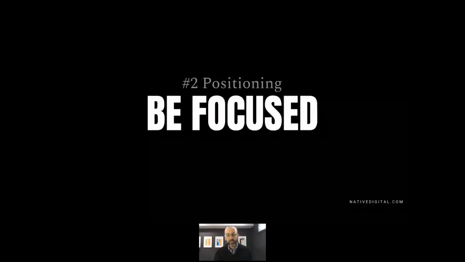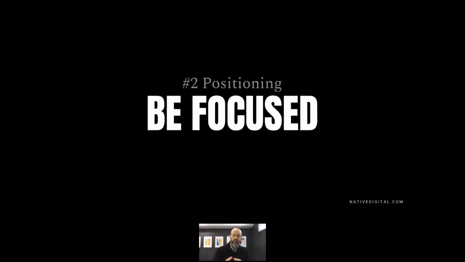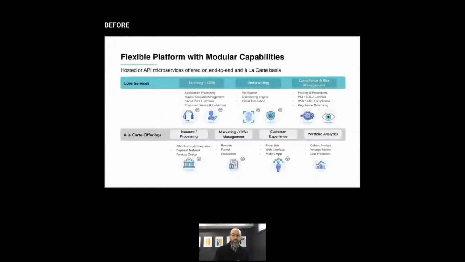Point number 2 here is positioning, and positioning really requires focus. If you're going to position on a particular attribute or trait, how do you make sure that all areas point to that particular focus, that trait you want to be known for? Here's an example, where I'm again taking the client name off of this, where we were asked to help with the sales presentation of a SaaS brand.